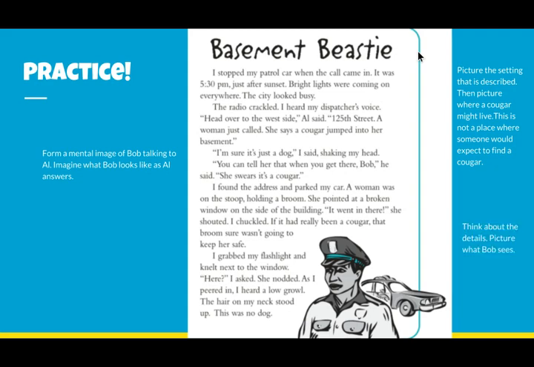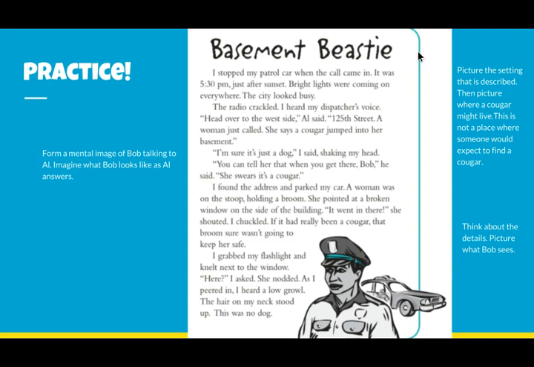So think about the details. I want you to picture what Bob sees. He just pulled up. There's this lady on her porch with a broom. There's a broken window. And she's swearing it's a cougar. I just want you to think about that scene that he's witnessing right now.